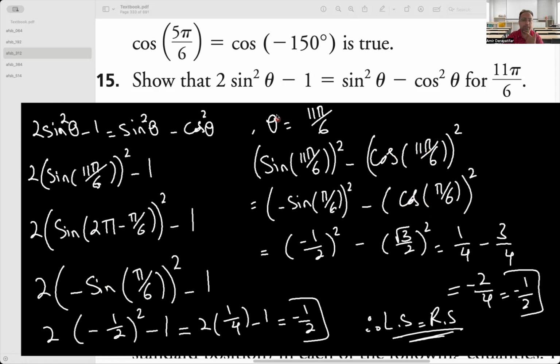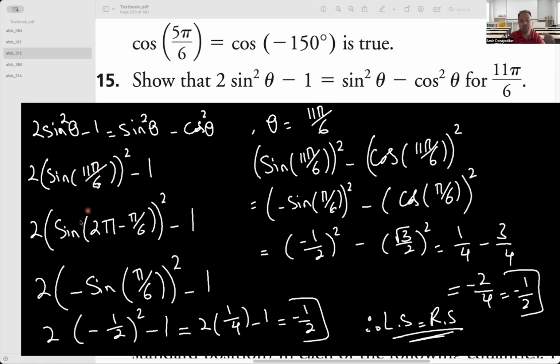So how come on the right side your 11 pi over 6 just turned into pi over 6 and you didn't do the 2 pi minus? Oh, I just skipped that part because it's the same thing. You could write it again: sine of 11 pi over 6 is sine of 2 pi minus pi over 6, which is going to be negative sine of pi over 6, right? Because I already showed that here. So you just skipped that step. Yeah, because I showed that already. That's redundant, so I'm just skipping that part.